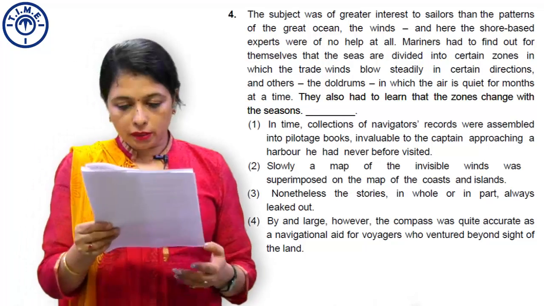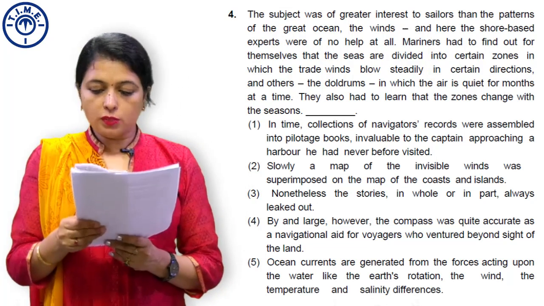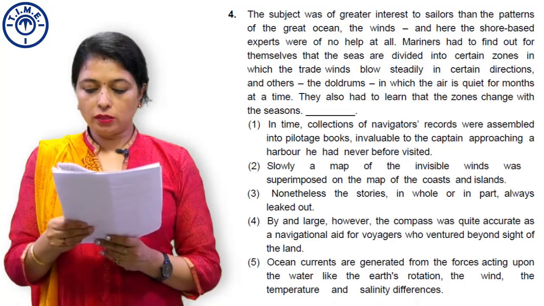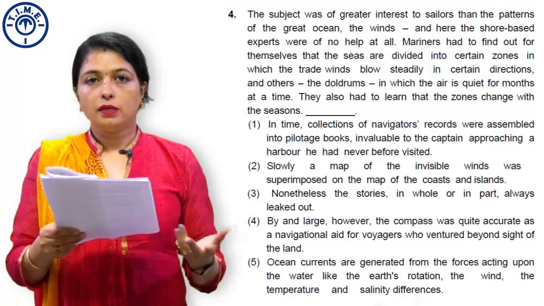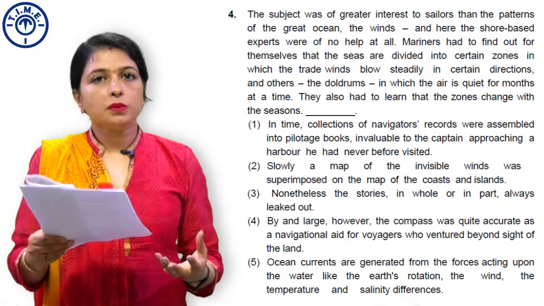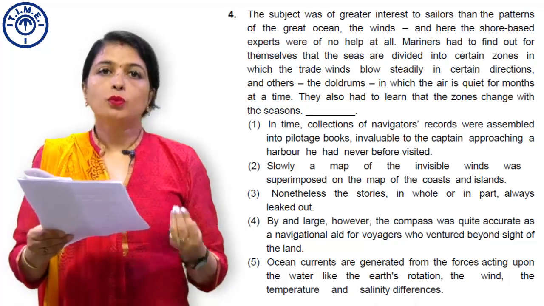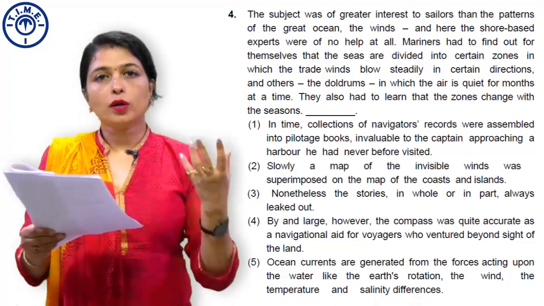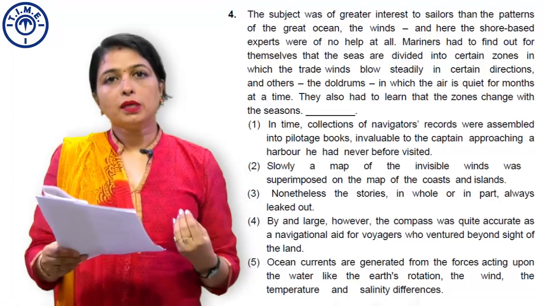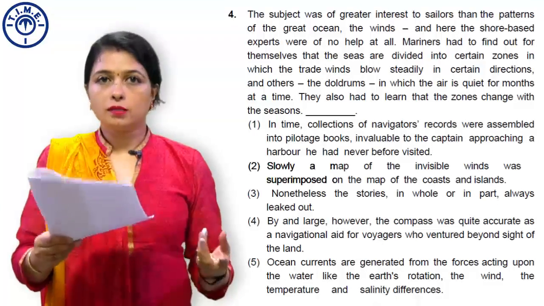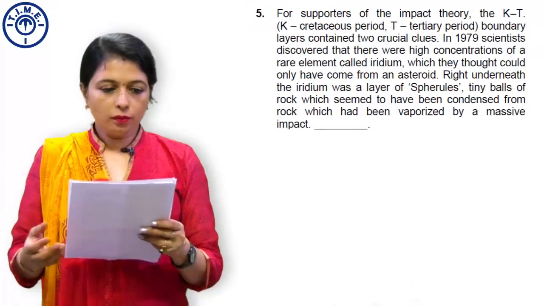The fifth one says ocean currents are generated from the forces acting upon the water like the earth's rotation, the wind, the temperature and salinity differences. Here again it does not tell us why the sentence has been presented. It seems to have appeared out of the blue without any association with the rest of the paragraph, or the line of thought or argument is not completed by putting in this choice at the conclusion stage. So, we can rule it out, and our answer for this question is option number 2. So, the final one for you here.